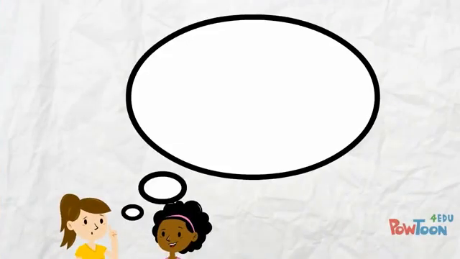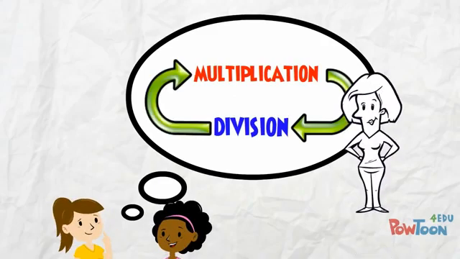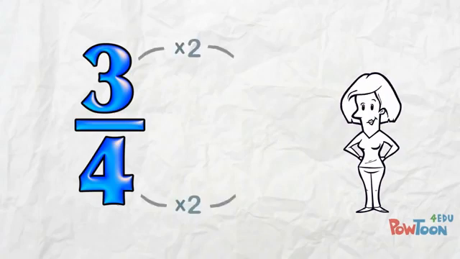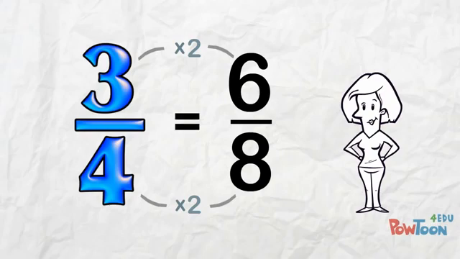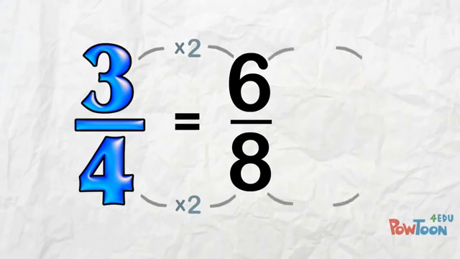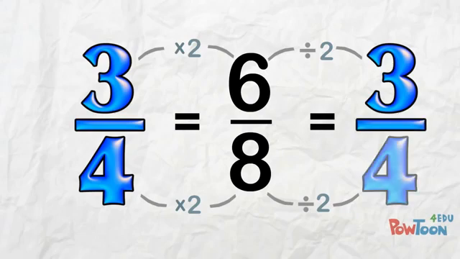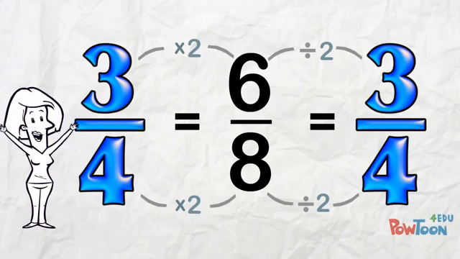We know that the opposite of multiplication is division. Let's examine that with this fraction. 3 times 2 is 6, and 4 times 2 is 8. There's my new equivalent fraction. Now, 6 divided by 2 is 3, and 8 divided by 2 is 4. Using the inverse operation gets us back to our original fraction. That's why we can also use division to make an equivalent fraction.